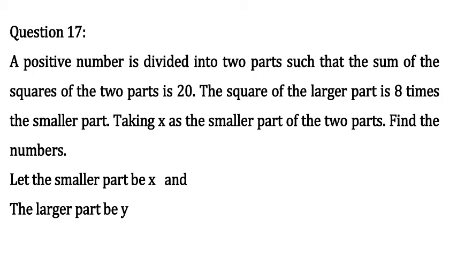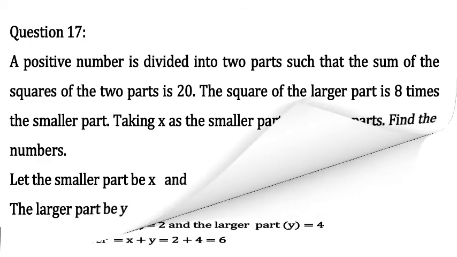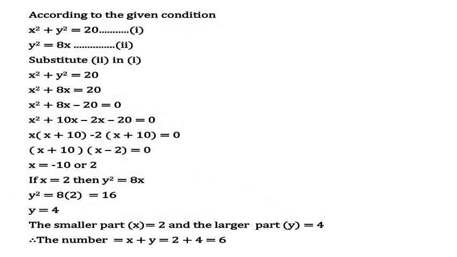Let the smaller part be x and the larger part be y. Look at the first condition. Sum of the squares of the 2 parts. The 2 parts are x and y. Its squares are x square and y square. Sum of its squares is x square plus y square. That is equal to 20. Mark it as result number 1.